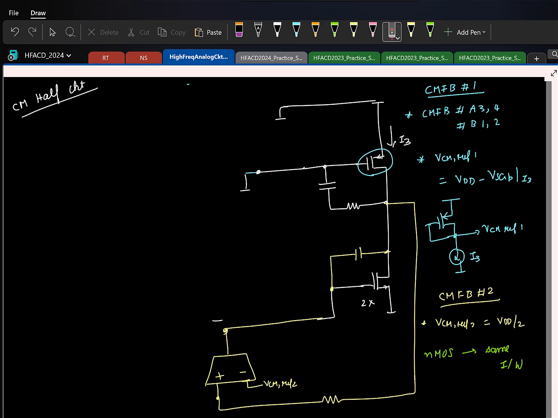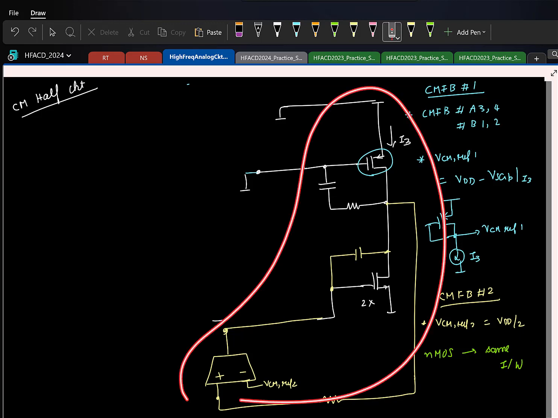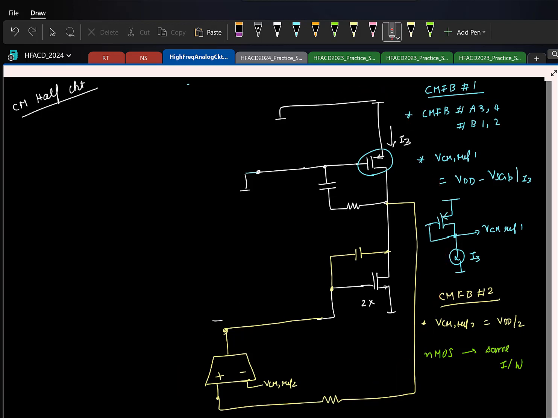So this is basically your common mode half circuit. This is also a two-stage OTA and this was also compensated. So this will have its own omega u and phase margin, right? So now we'll try to see what does it mean for a common mode feedback loop to have a particular omega u, right? What does it mean, right?